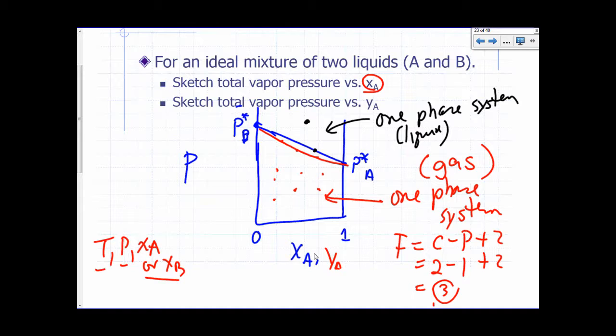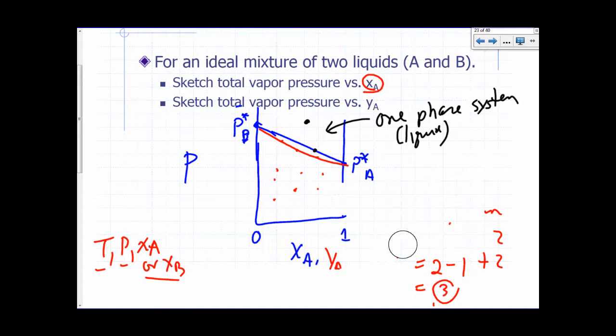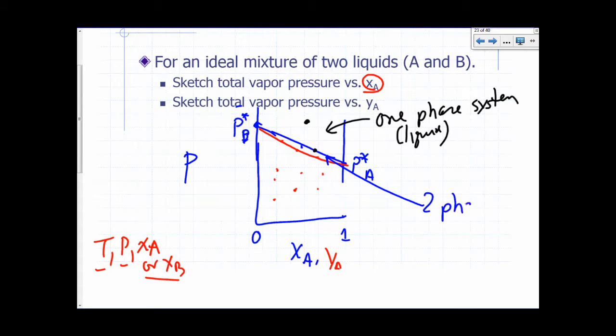What if you are in the two-phase region? If you're, let's say, right here in the two-phase region, between these two curves, you're in a two-phase region. Your variance is C minus P plus 2. So 2 minus 2 phases plus 2. That gives you 2. Okay?